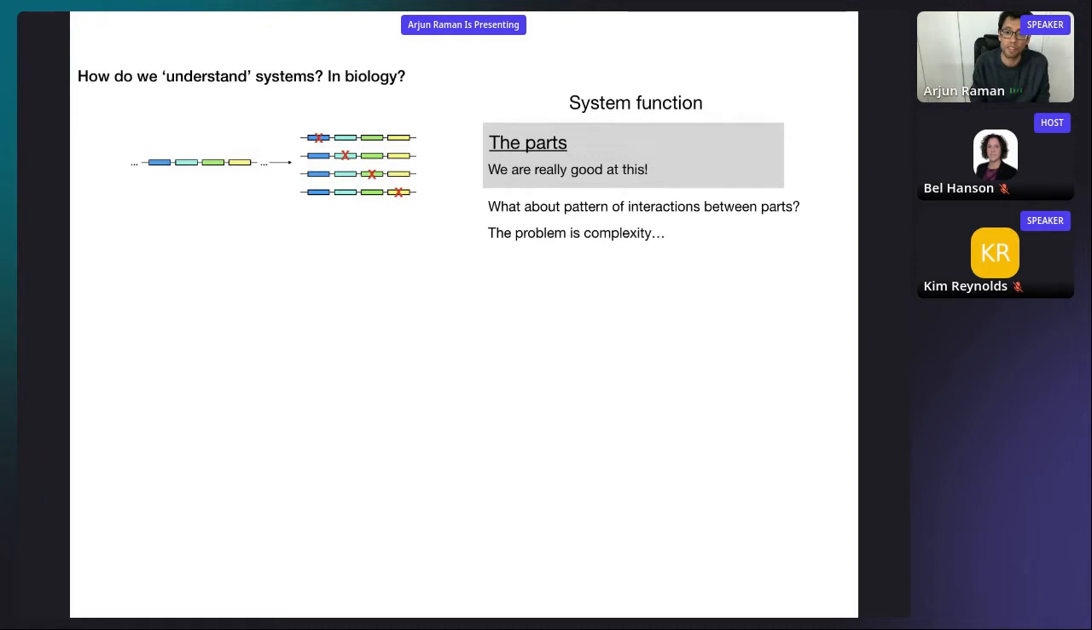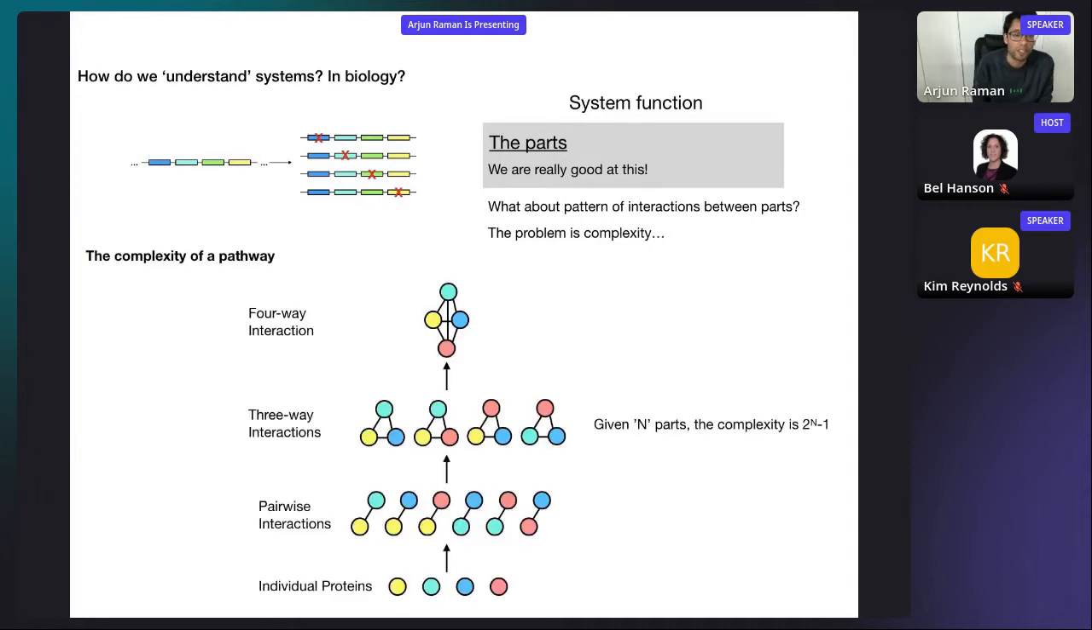And the problem resides in the complexity of the possible interactions in biological systems. So if we take into account, for instance, all possible interactions within a very simplistic pathway made of 4 proteins, given 4 parts, the number of possible interactions between these proteins scales as 2 to the 4. So here are all of the possible interactions that one has to now assay in order to see how individual proteins collaborate together to create complexes or pathways.